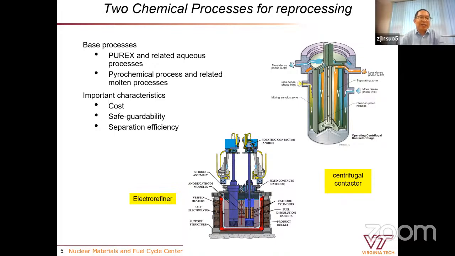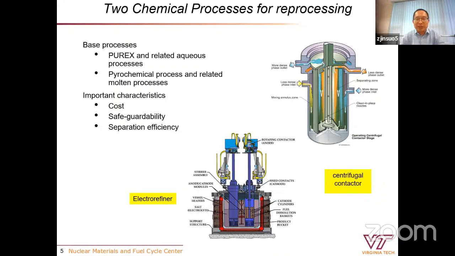And another process we call the dry process, where we do not need water. We need molten salt or some other dry gas so that you can also process your fuel. We also call this dry process the pyrochemical process, and also related molten salt processes. The first process, PUREX and aqueous processes, are commercially available, as I said. Unfortunately, the pyrochemical process is not commercially available, but it has been done.